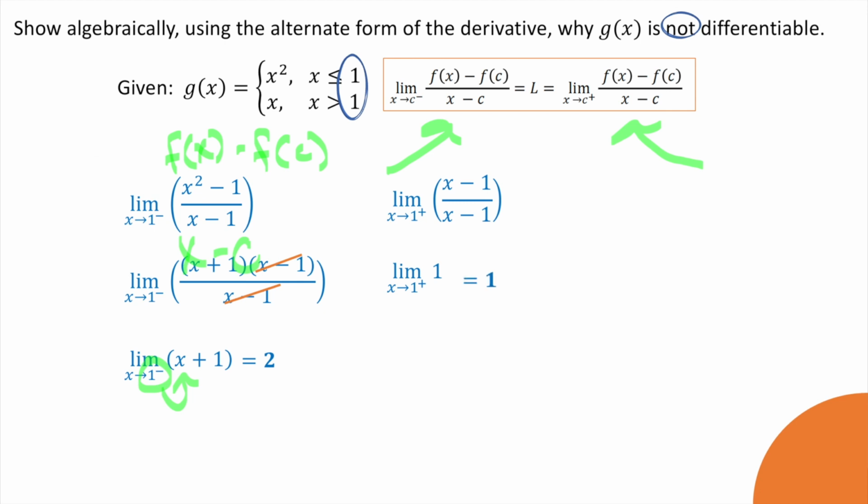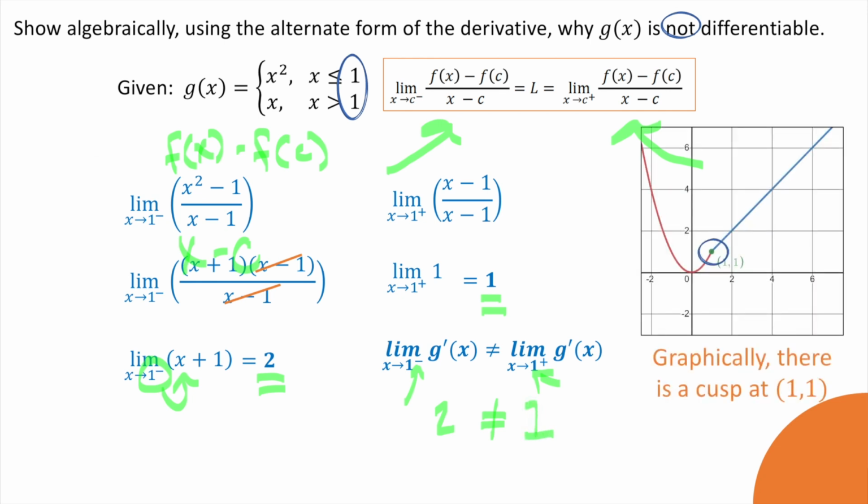Oh, look at this. Our slopes don't agree. So we say the limit as x approaches 1 from the left, that was 2, does not equal the limit as x approaches 1 from the right, which was 1. Graphically, we call this a cusp. There's a cusp at (1, 1).